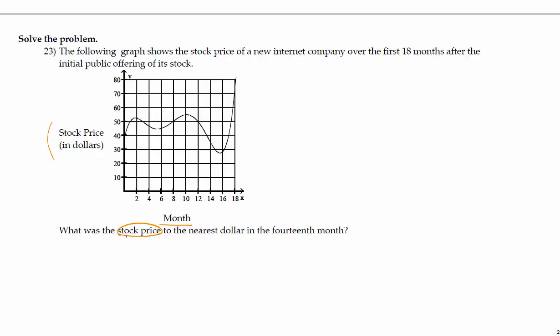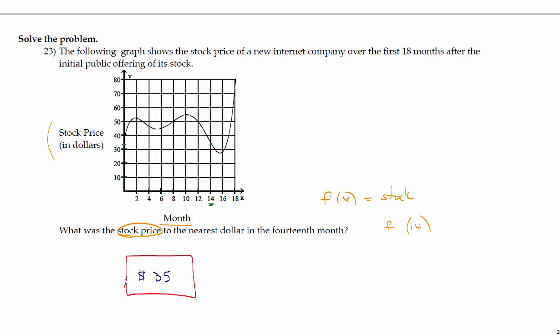So I'm asking you to find the stock price. So, I'm basically asking you to find the function value. If f of x computed the stock price, then I'm basically asking you, what is f of 14? And this is just a point we have to read off the graph. So when x is 14, looking at this month here, I go up till I hit my graph. And then looking over here, it can't be precise, but it looks to be about 35. So I'm going to go with $35.